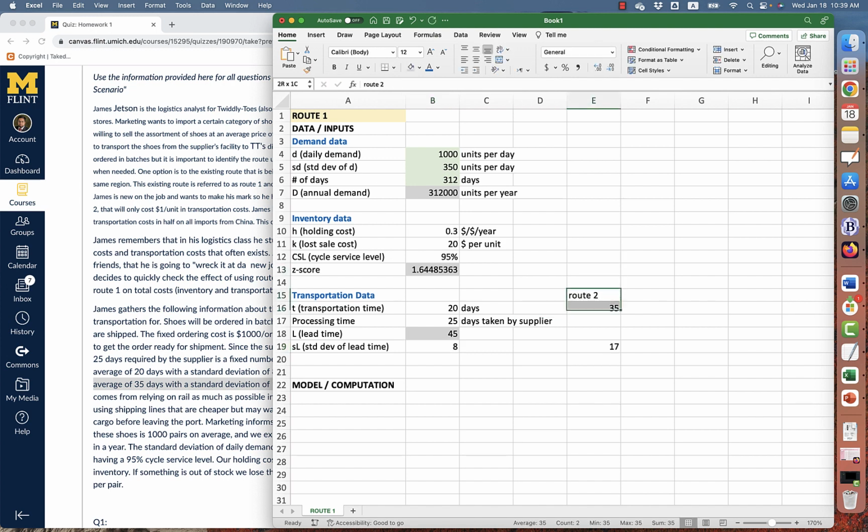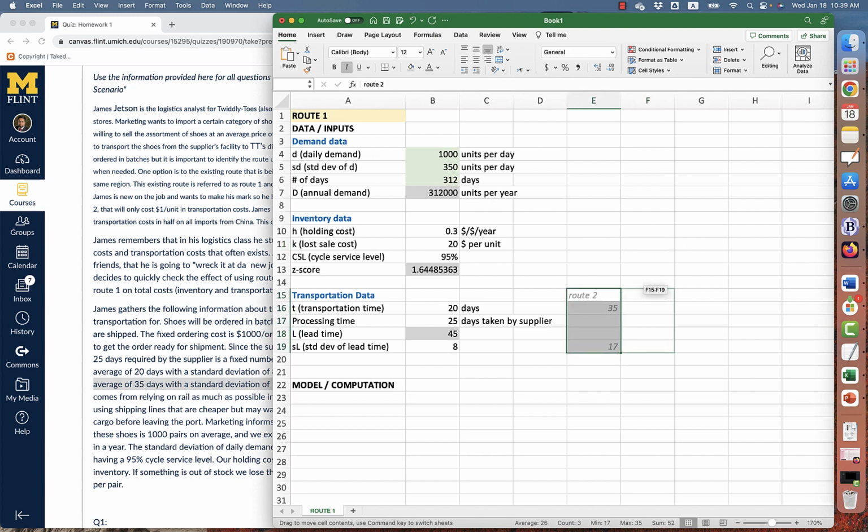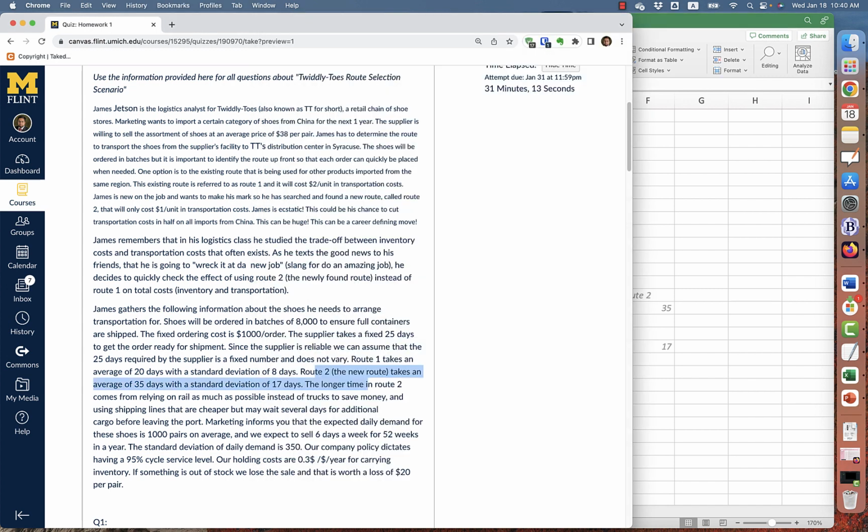So I'll just put it here so I can easily find this information. And I'll make this text gray so that it's not being used right now. It's just for future use. Okay, move it to the side. Okay, so that's the transportation data.